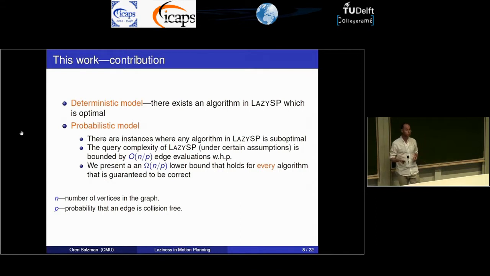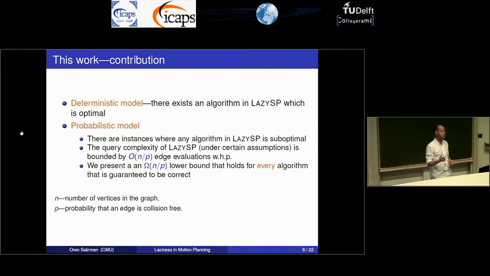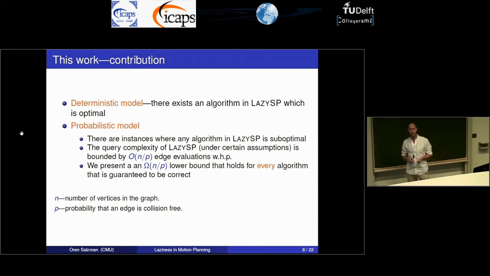When we look at the somewhat more realistic model, which is a probabilistic model, each edge is collision-free or not with some independent probability p. Things become a bit more interesting. We have a construction where we show that there's always a construction where any algorithm in LAZYSP is suboptimal. So that's kind of a sad result.